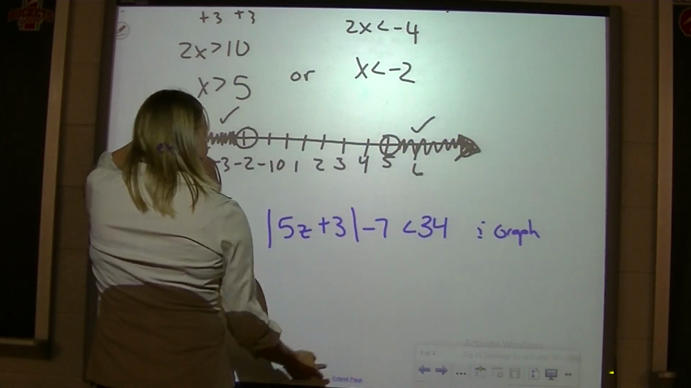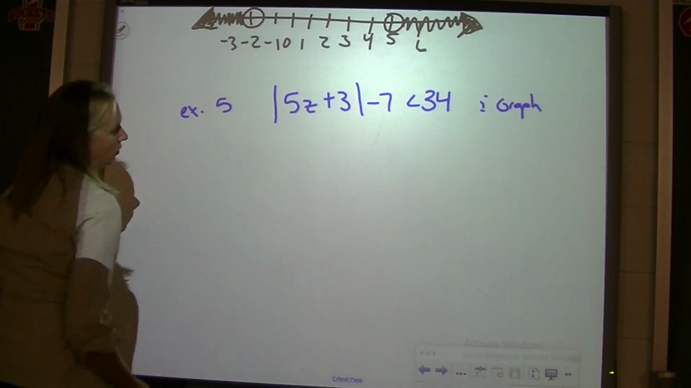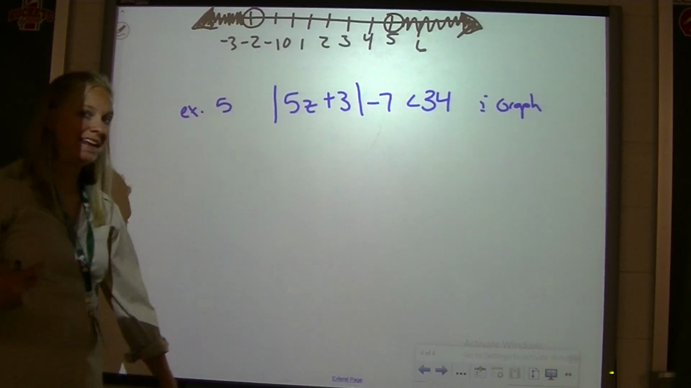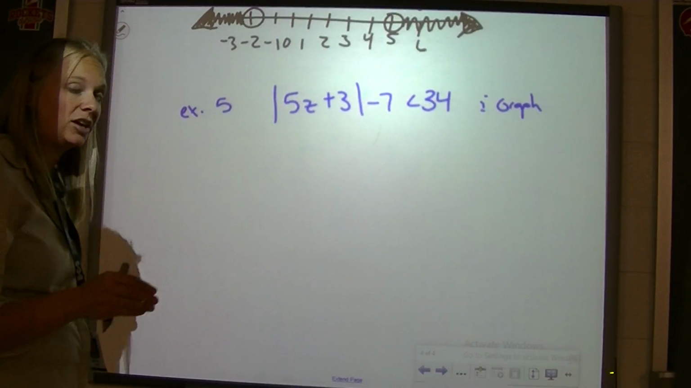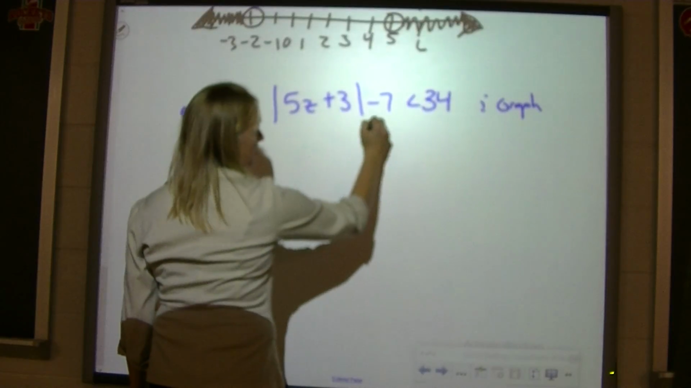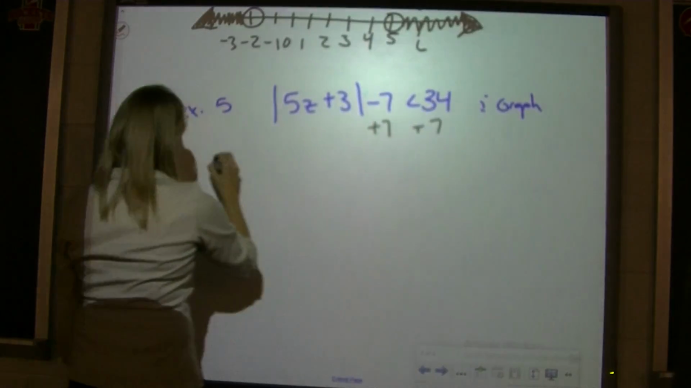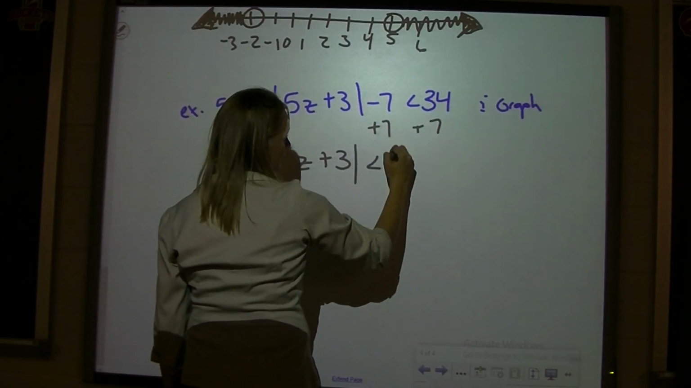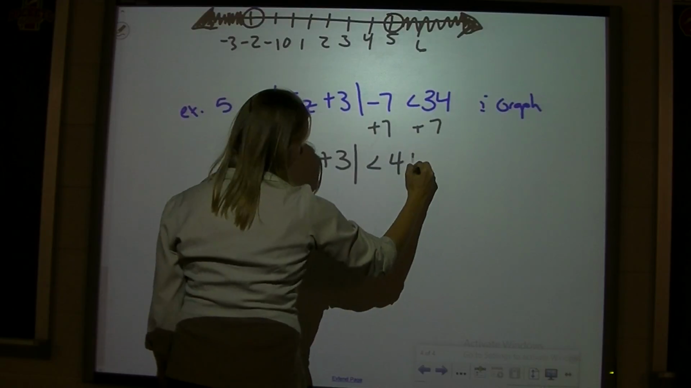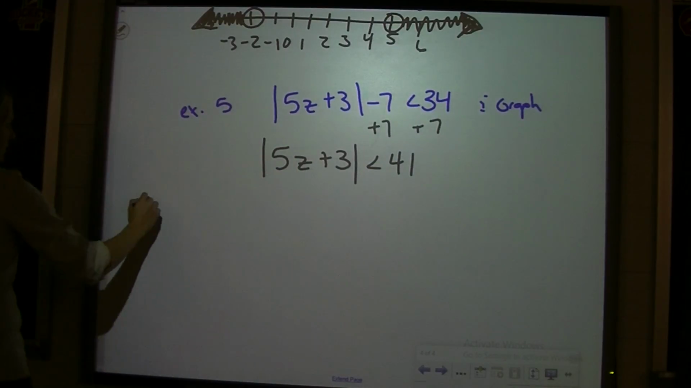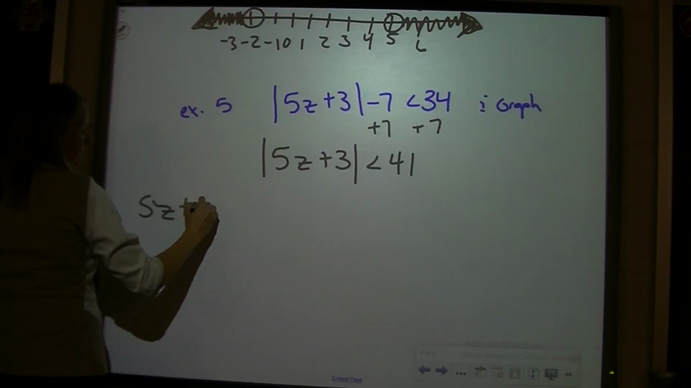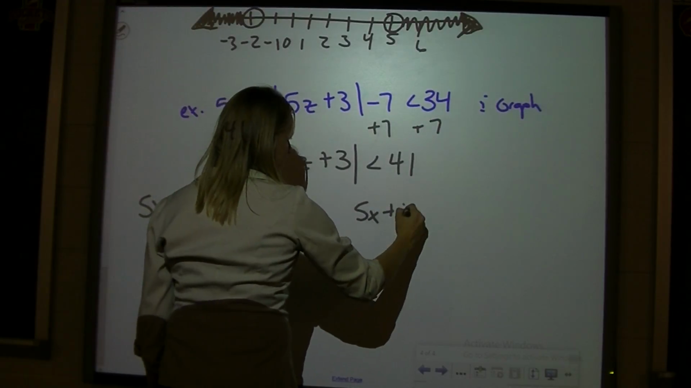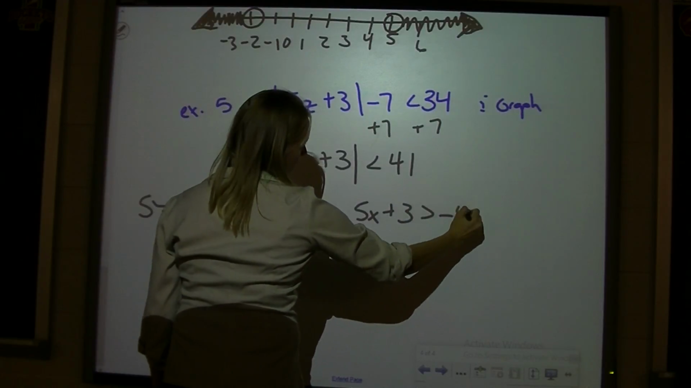Example 5. So, same thing, let's solve and graph. Again, you need to get the absolute value by itself first. Right here we have minus 7, so let's get rid of it and add 7. So it's going to turn it into the absolute value of 5z plus 3 is less than 41. Now it's by itself, so we can rewrite it. 5z plus 3 is less than 41, and 5z plus 3 is greater than negative 41.